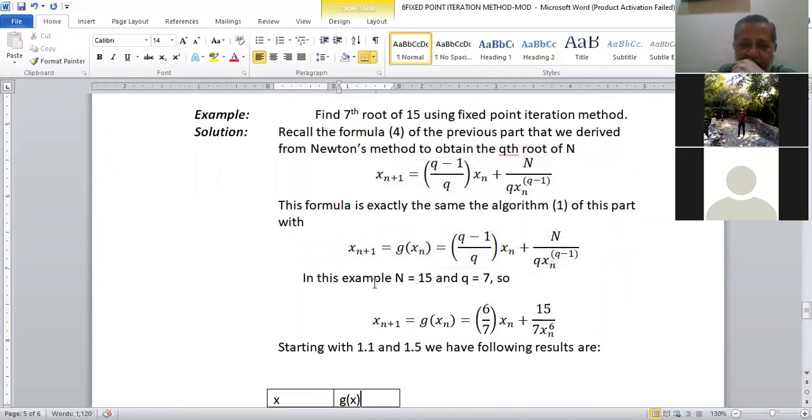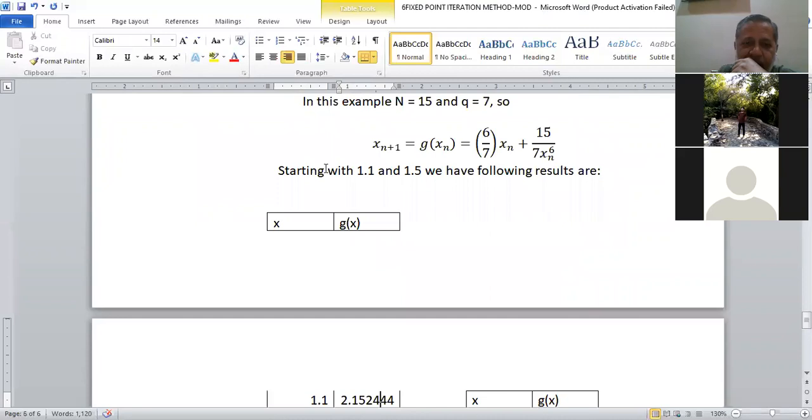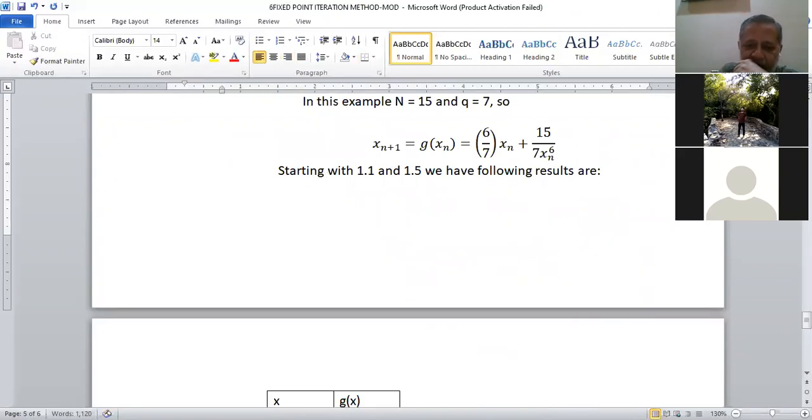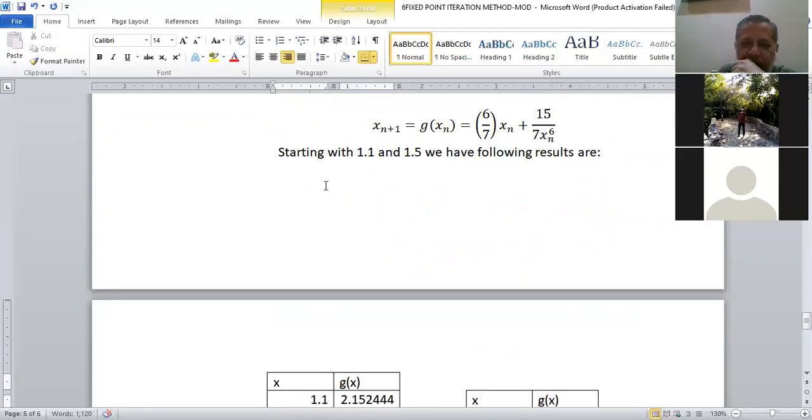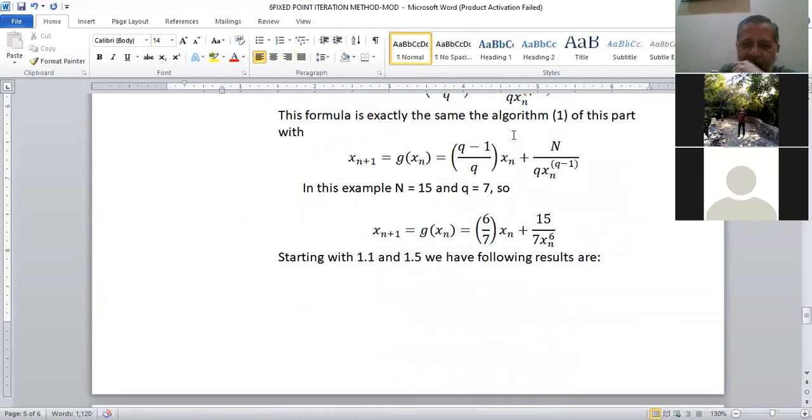And here we don't need a rearrangement, rather just this right side function. We have to find the seventh root of 15. So n is equal to 15 and q is equal to 7. So in this formula, capital N is replaced by 15 and small q by 7. So this becomes the function g(x).